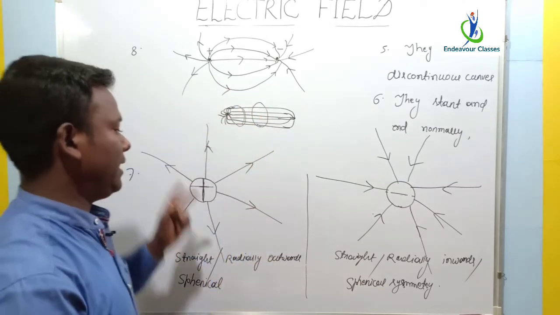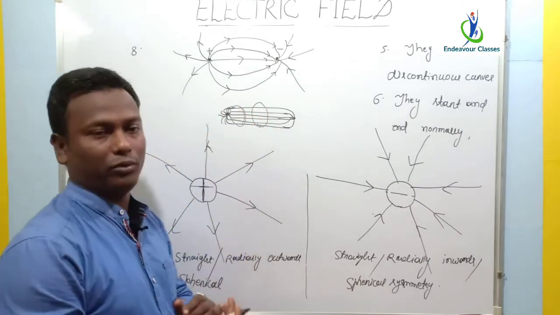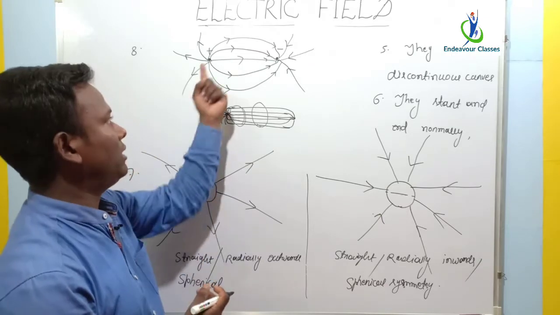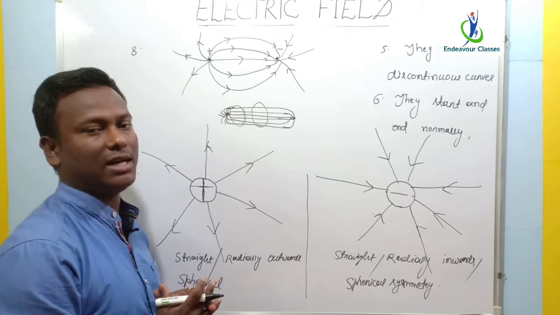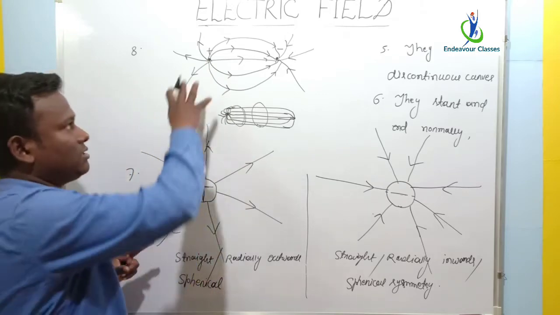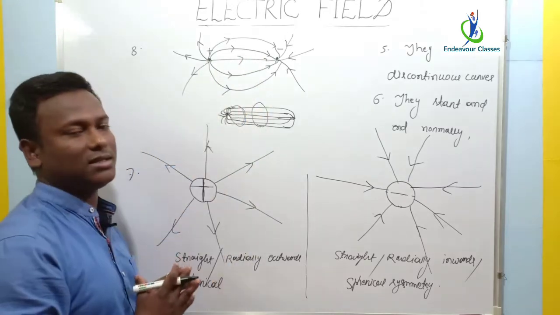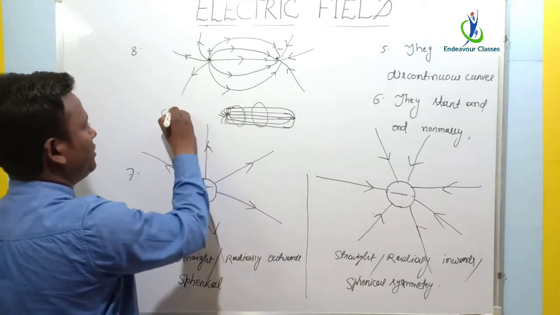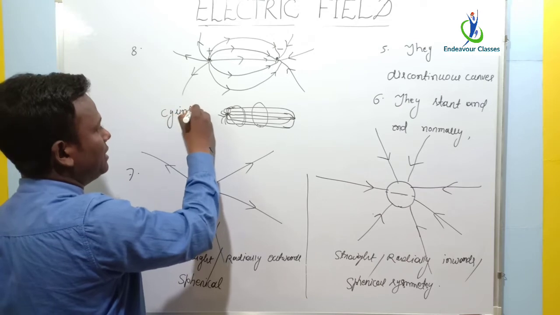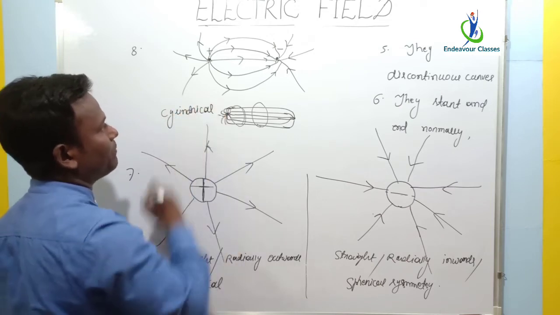That is why, in case of a dipole, we'll study it later on, that we call it a dipole. That means two equal and opposite point charges. In case of two equal and opposite point charges, the lines of force will form a cylindrical symmetry. So the symmetry will be cylindrical.